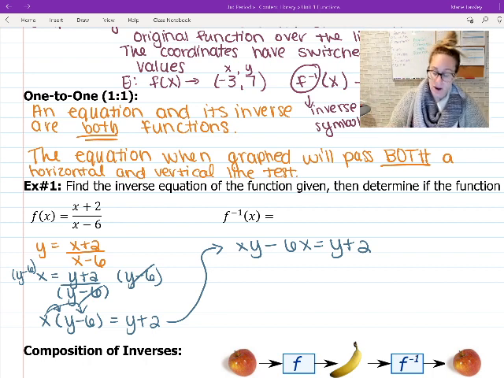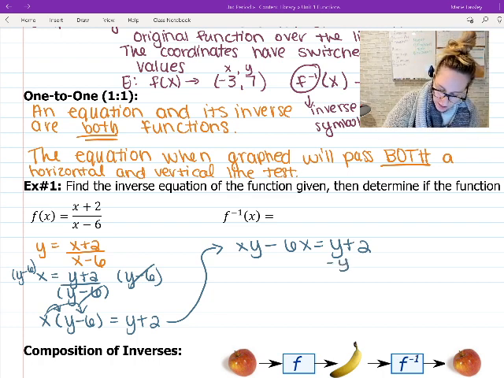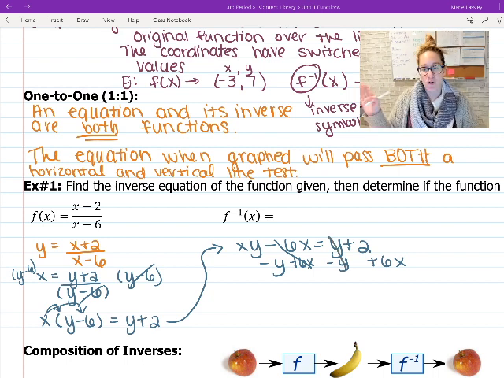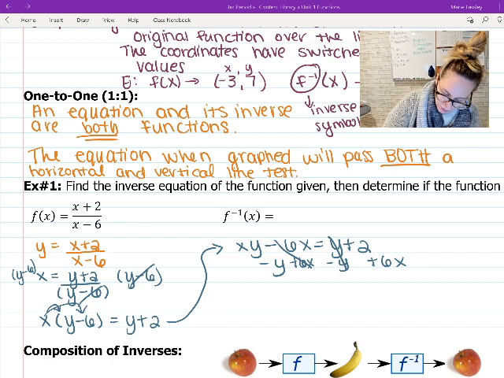All right, so I want to get all the things with y's in it on the same side of the equation. So I'm going to subtract y on both sides. And I'm also going to add the 6x because I want to get things that don't have y's away. So I added the 6x, so that's going to move to the right, and I'm subtracting the y, so it's going to move. So now I'm left with xy minus y equals 6x plus 2.